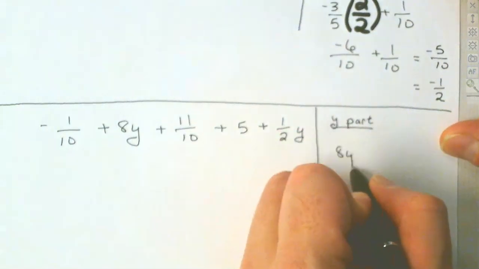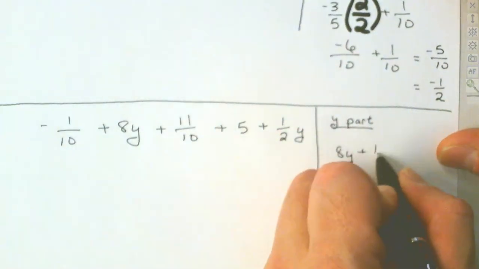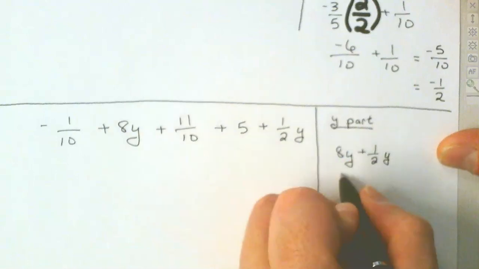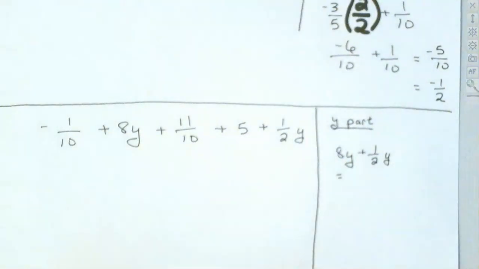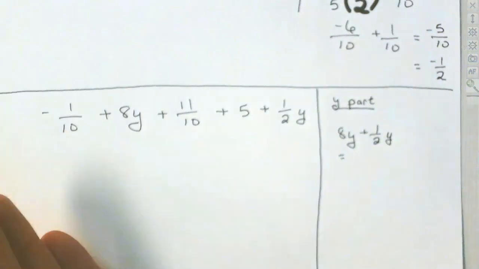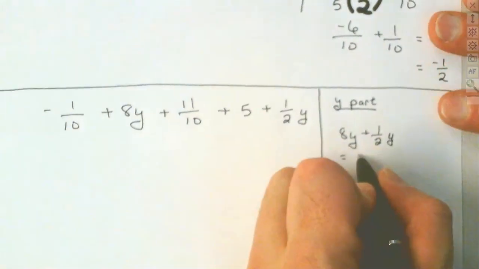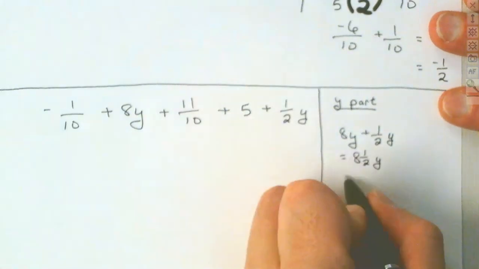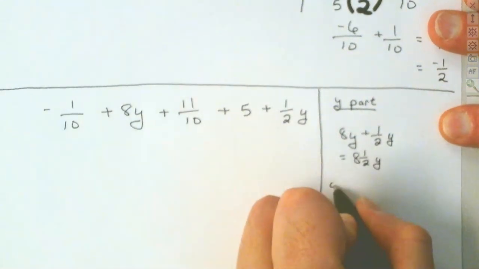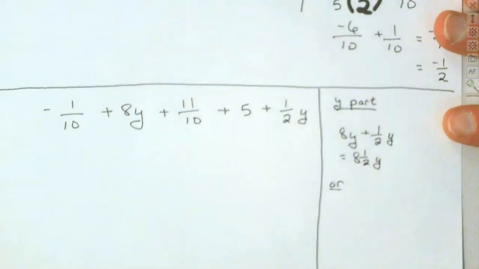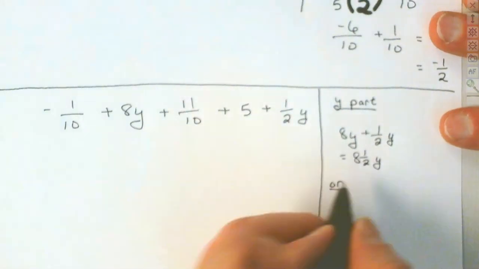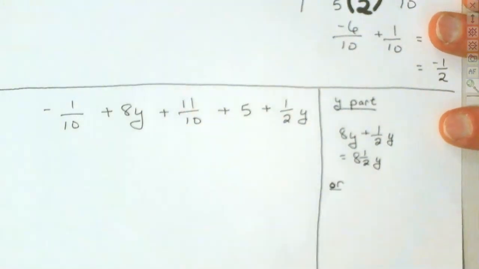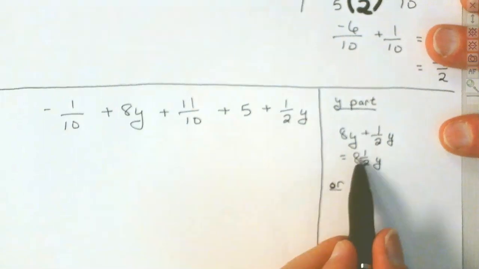We have 8y plus 1/2 y. We can go ahead and put those together as 8 and 1/2 y, right? But normally we won't write it like that. Normally we would convert it to a mixed fraction, or sorry, improper fraction. Right now it's a mixed fraction. This is okay, but normally we would convert it to an improper fraction. And how would we do that?